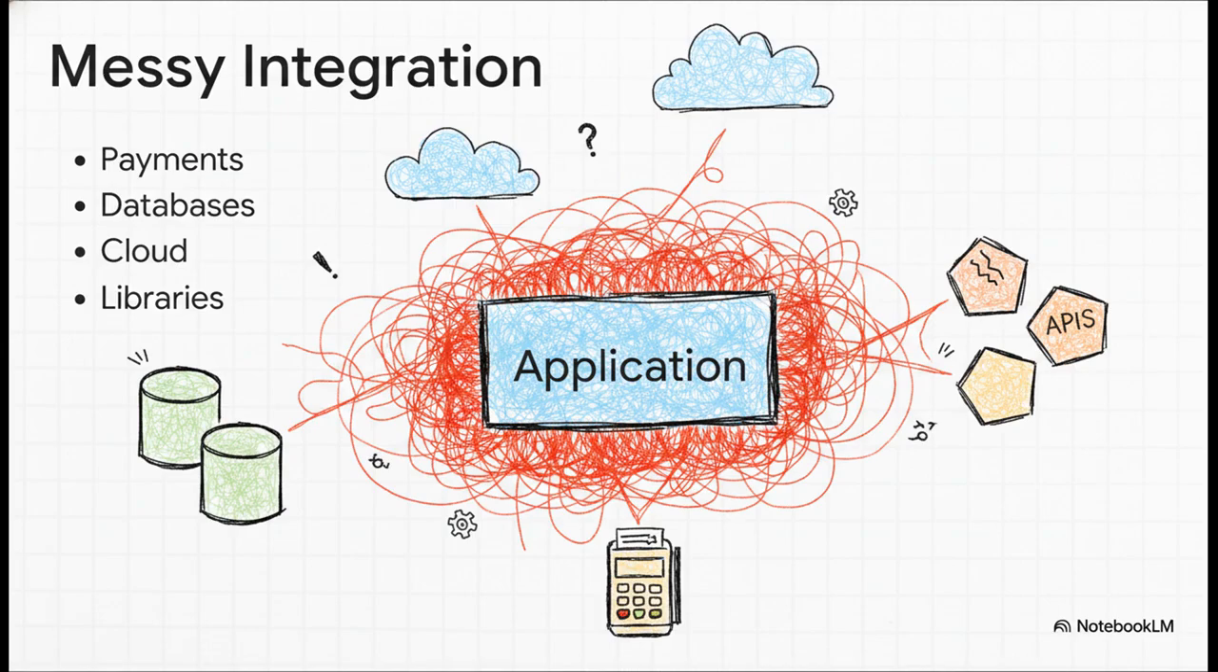Because let's be real for a second, the reality of integration is usually incredibly messy. When you're building a modern app, you aren't building it in a bubble. You're forcing your code to talk to payment gateways, remote databases, cloud services, external APIs, and a whole bunch of third-party libraries. If you try to just force all these different technologies to communicate without a structured approach, you end up with what developers lovingly call spaghetti code. The systems become tightly coupled and just incredibly fragile. If one payment gateway updates its API, your entire application might crash. It is a total nightmare to maintain.